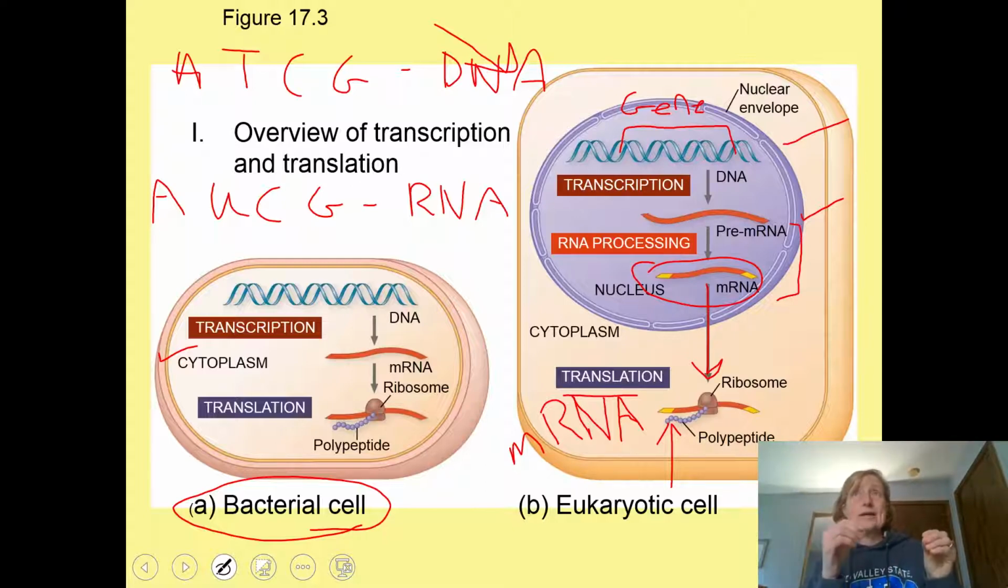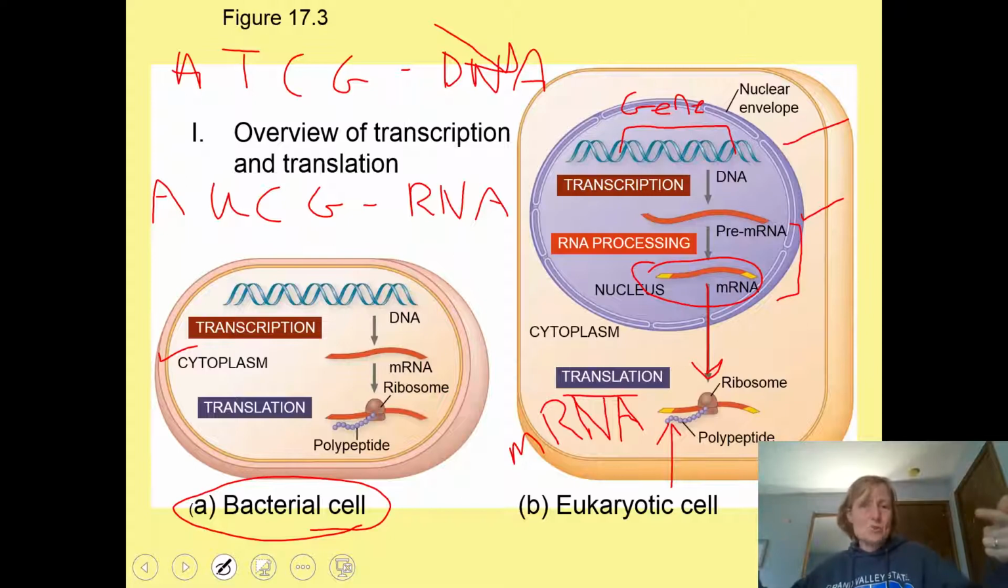So in translation, there's machinery like ribosomes and tRNA molecules and other enzymes and energy that's used to take the nucleic acid code of RNA and convert it into an amino acid code of proteins.